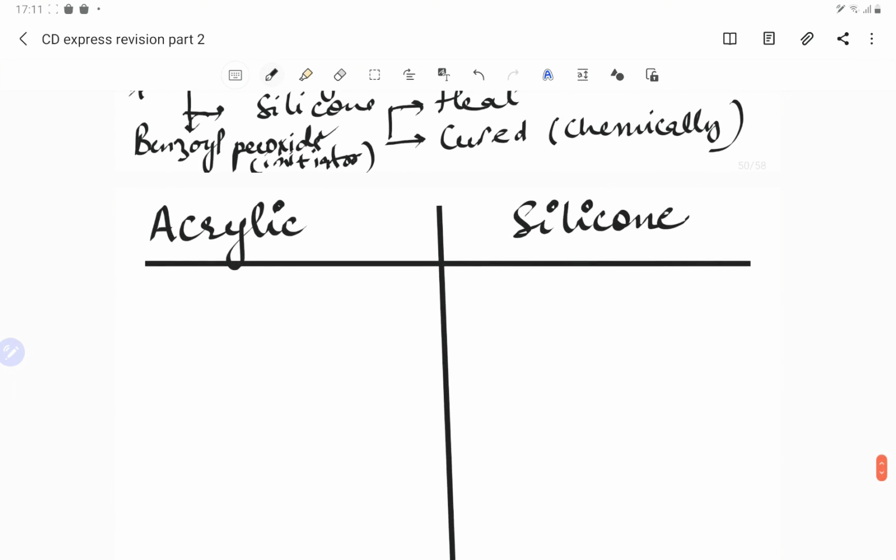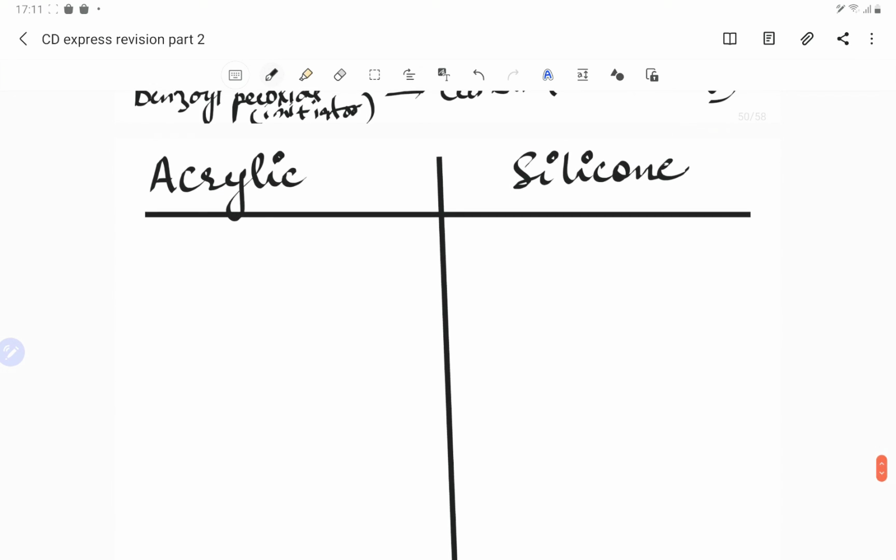So next comes the difference between acrylic and silicone. Now what is the difference between acrylic and silicone material? Acrylic material is a hard material, silicone material is a soft material. So acrylic is a hard material, silicone is a soft and elastic material.